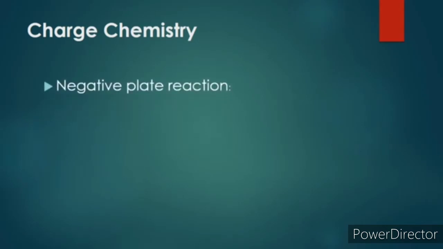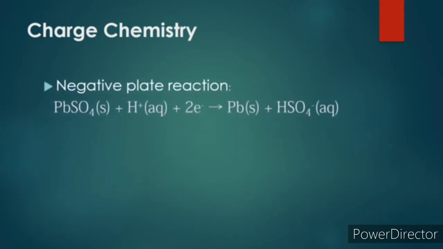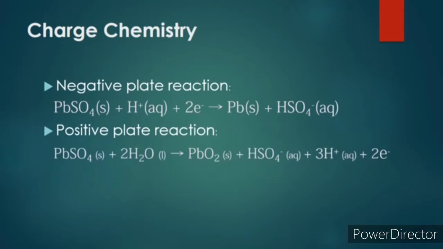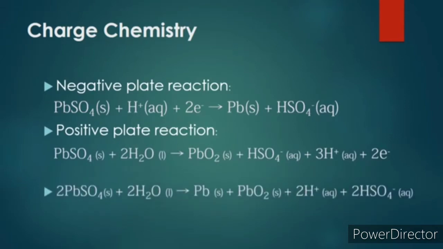At the cathode, electrons are being pushed into the cathode from the EMF source. The cathode here has a negative sign. Lead sulfate gains 2 electrons and is reduced into lead again. At the anode, electrons are being pulled out of the anode by the EMF source. The anode here has a positive sign. Here lead sulfate loses 2 electrons and reacts with water to give lead-4 oxide.